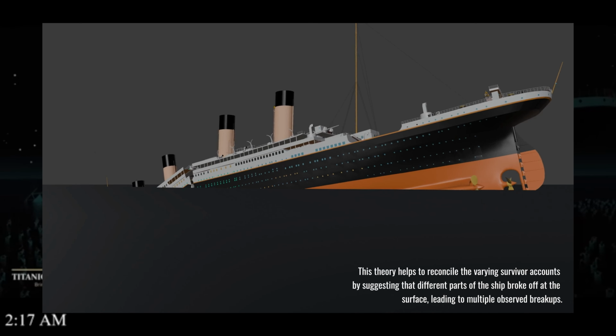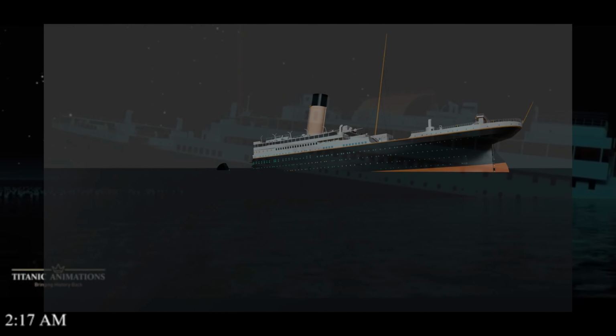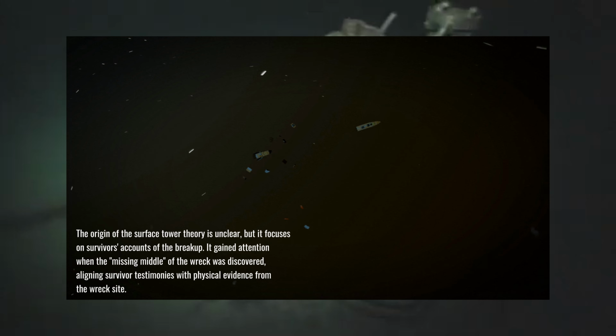It was introduced to explain the observations of those who witnessed the sinking in various ways and in terms of the breakup. The origin of the surface tower theory is not precisely known, but it began to take shape when pieces of the superstructural debris were discovered.